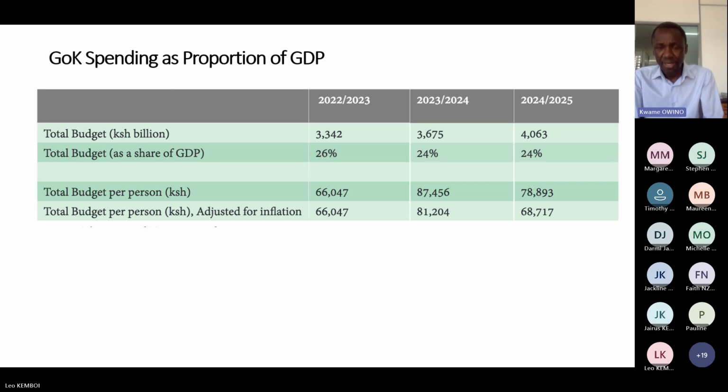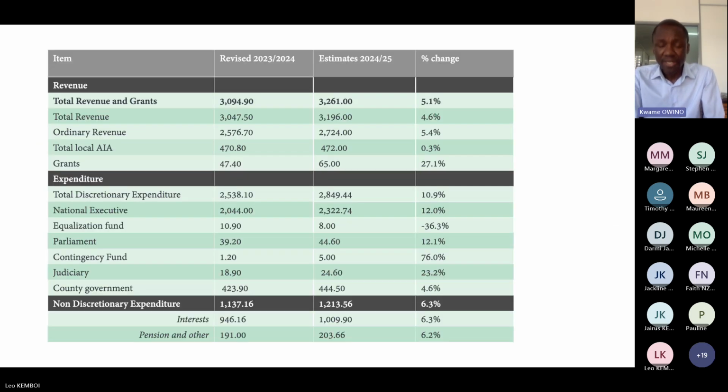So that's here. In the next slide, we want to see what the revenues and the expenditures are, to decompose by asking ourselves what's the outcome. And so we see the total revenue and grants that government would receive for 2024/25, as you can see in the third column, going downwards, would be 3.626 trillion in terms of total revenue and grants, of which 3.16 trillion is the total revenue collected over the 12 months, of which ordinary revenue is 2.7, local appropriations in aid, and of course, grants the government expects to receive.